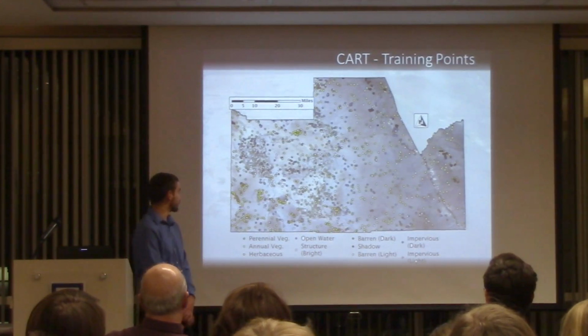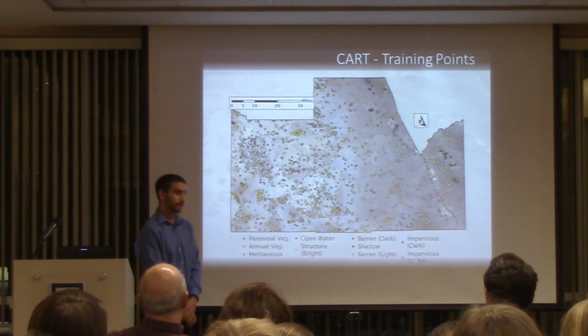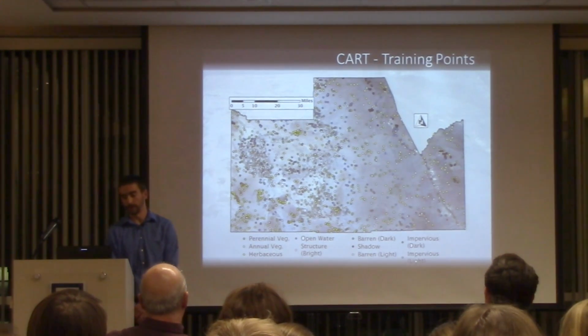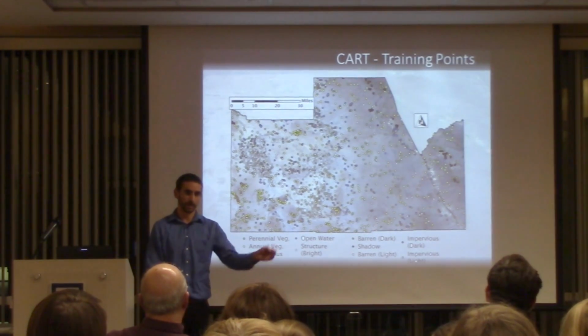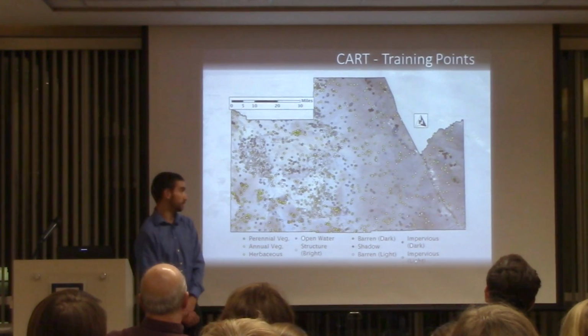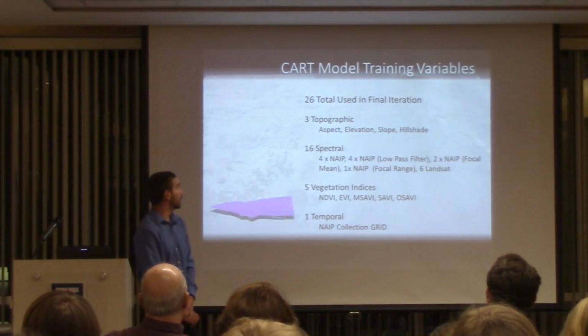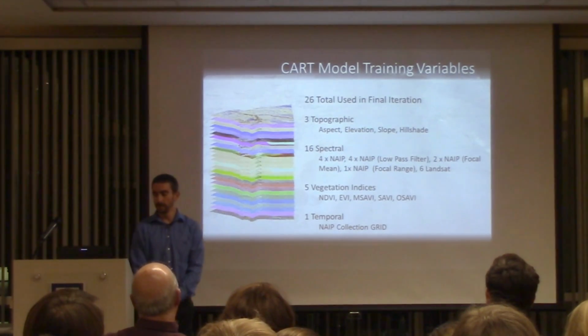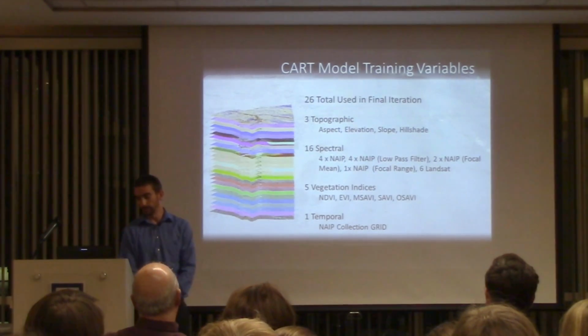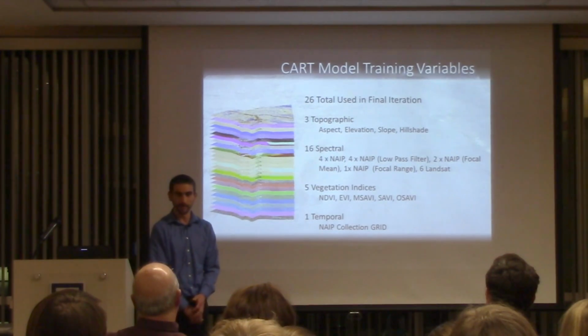These are my training points for the CART model. Wanted to use a randomized distribution, so I'd place them randomly using ARC and then go to each point and then reassociate it to the actual class it was supposed to be at. For the model, I used 26 total variable layers, 3 topographic, 16 spectral, 5 vegetation indices, and 1 temporal.